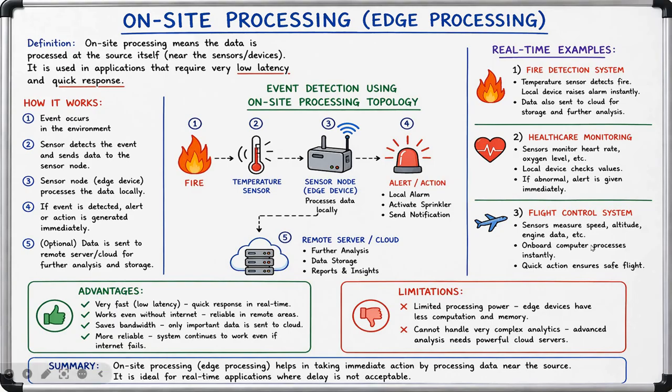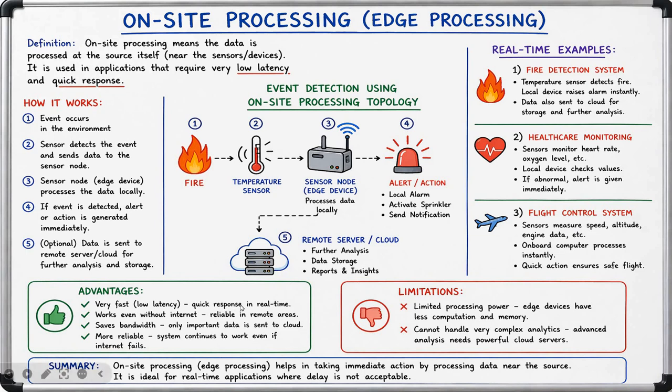The third example is the flight control system, where the aircraft uses many sensors to monitor the speed, altitude and engine performance. The sensors continuously generate a large amount of data, and the onboard computer processes the data instantly. If any abnormal condition is detected, the system quickly adjusts the flight controls. This must happen in milliseconds, otherwise it could lead to dangerous situations.